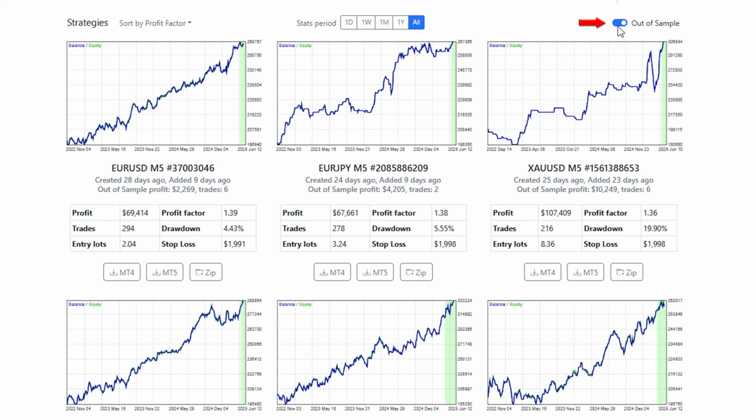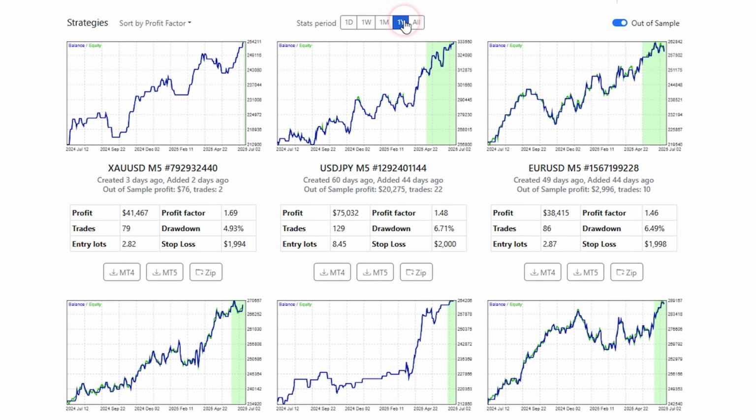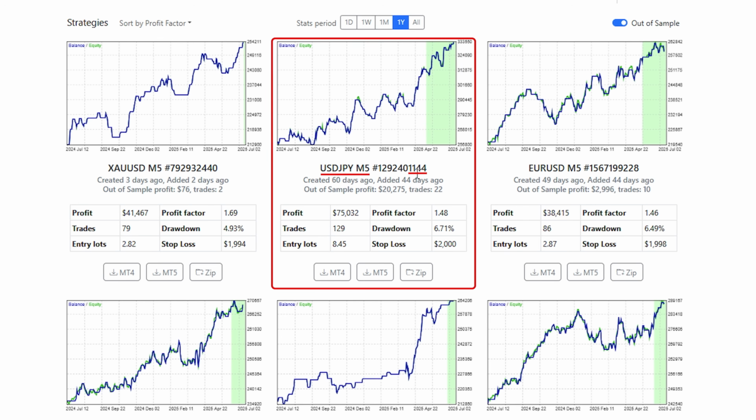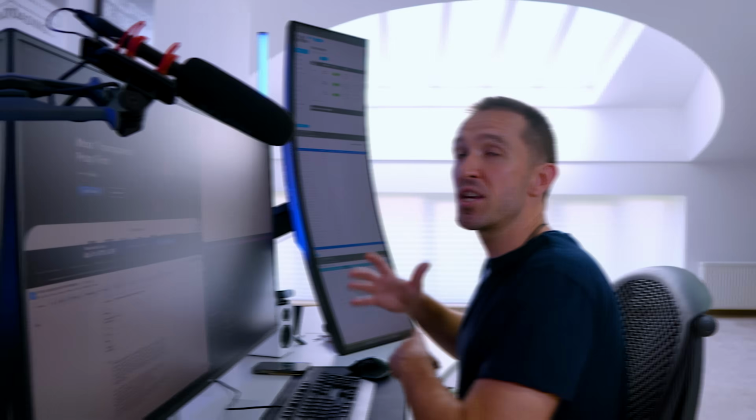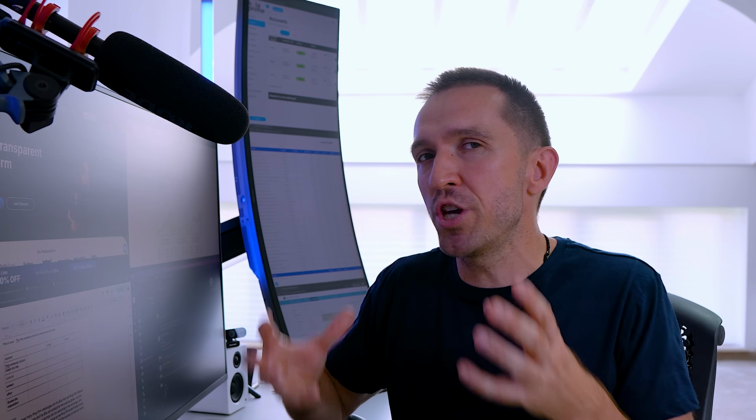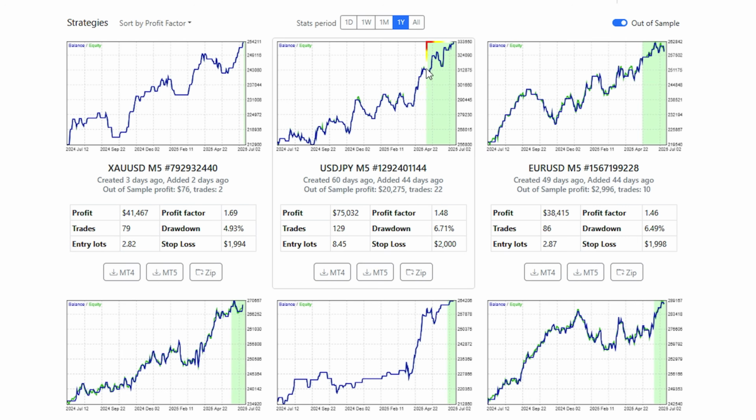I have enabled the out of sample, which shows the period after the strategy was created. And actually this dollar yen strategy ending on 1144 stands out. You will notice that it was created 60 days ago, so it was created right at this point. This white zone is called in sample, or this is the backtest for the strategy, the historical data that the app used to generate the strategy. And the green period after that is called out of sample, or this is the virtual test, which shows if the strategy is profitable after it was created.